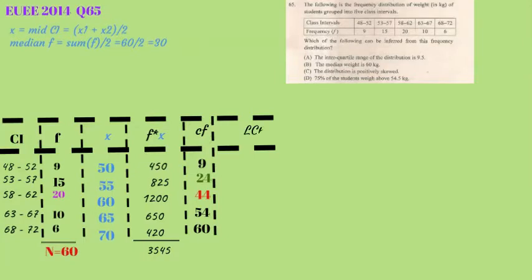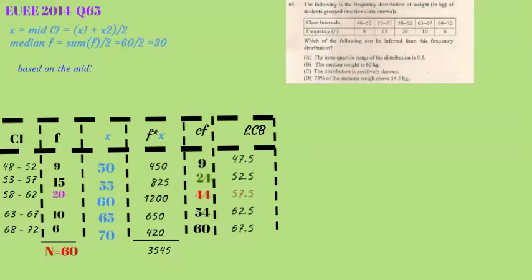So the lower class boundary is calculated by adding the class boundary, the lowest of the current one and the highest of the next one, and dividing them by 2. So 52 plus 53 divided by 2, and 57 plus 58 divided by 2, 62 plus 63 divided by 2, and 67 plus 68 divided by 2 will give you the lower class boundary.